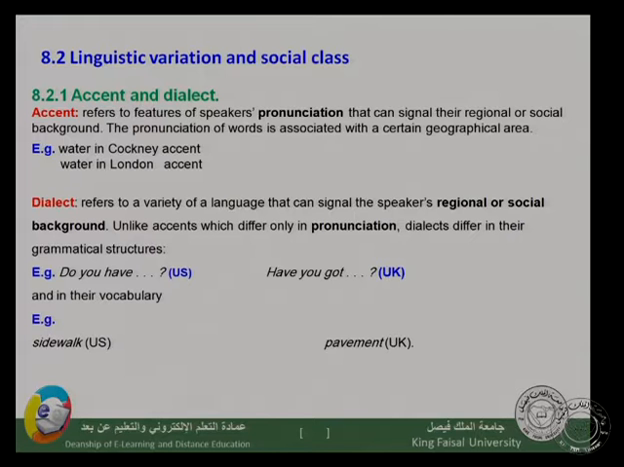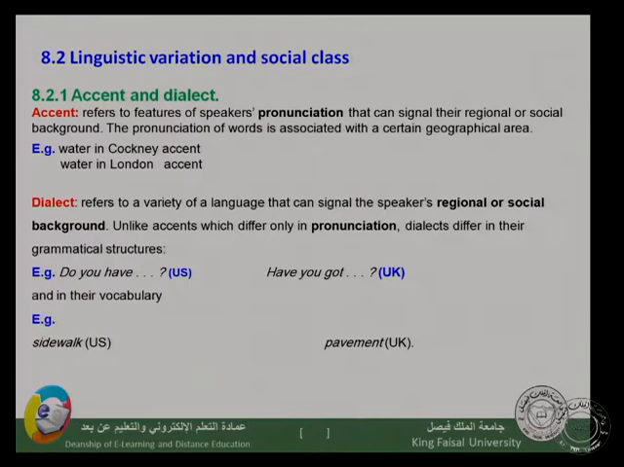Let's have an example. In the United States, they use the question, do you have, but in the UK they say, have you got. For example, do you have a house? This is a typical question in the United States. But in the United Kingdom, they use a different grammatical structure, saying, have you got a house? So there is a difference in the grammatical structure. Sometimes the difference is also in vocabulary, because in the United States they say sidewalk instead of pavement, which is the word used in the UK.